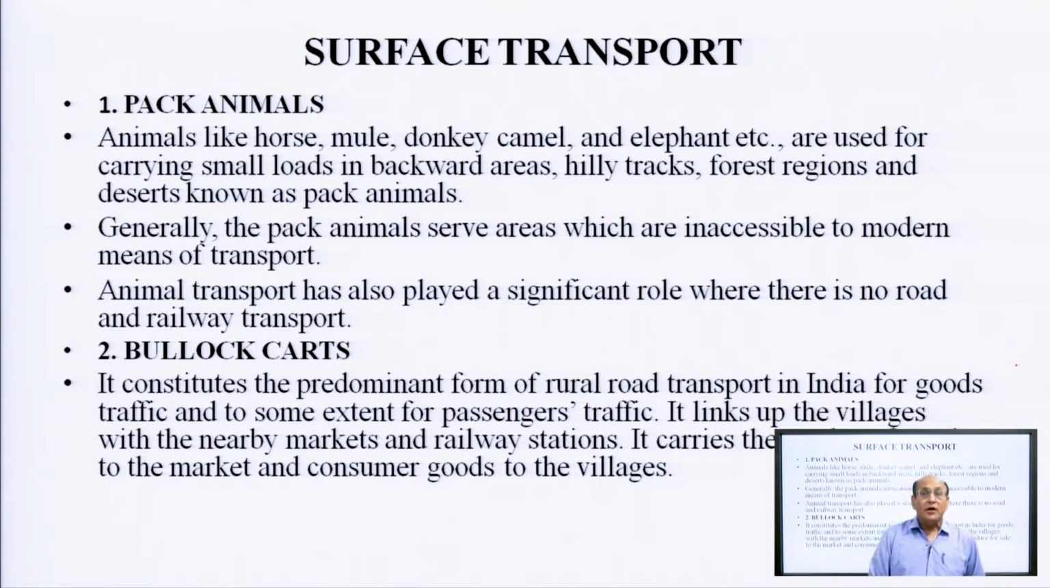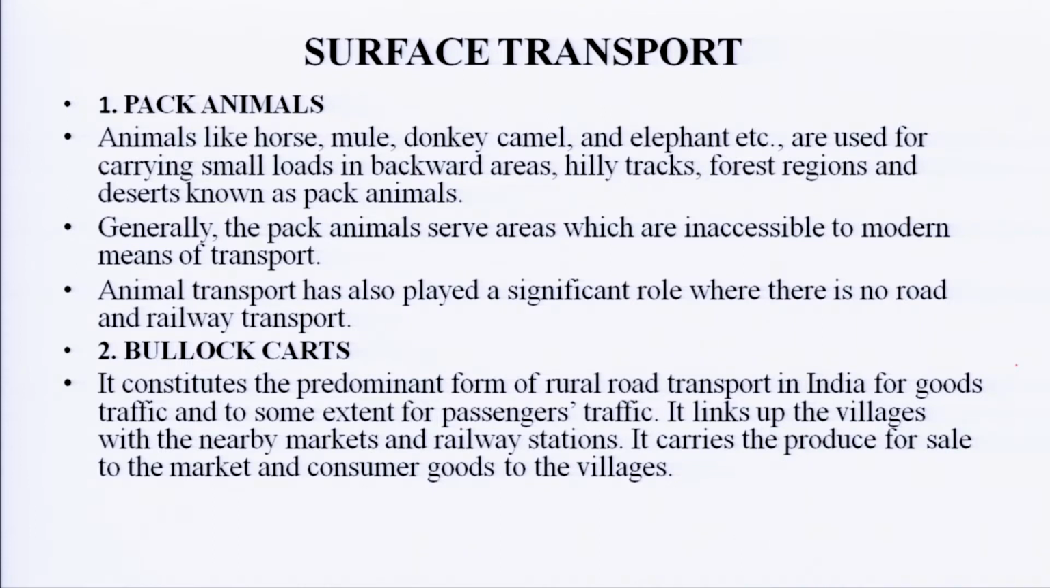The second is a bullock cart. It contributes predominantly to rural area transport in India for goods traffic and to some extent for the passenger also. It links up the villages with the nearby market and railway station. It carries the produce for sale to the market and consumer goods to the villages.